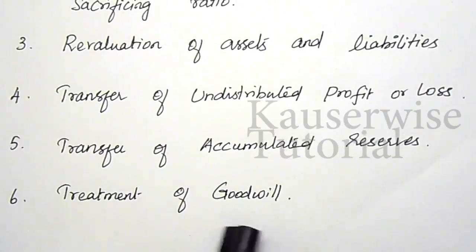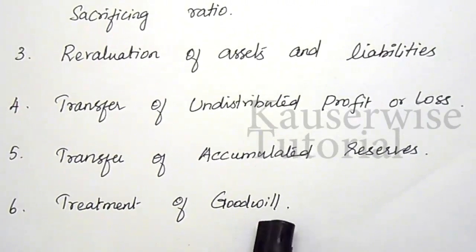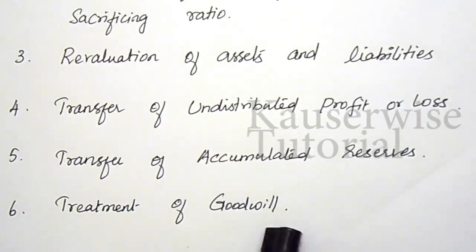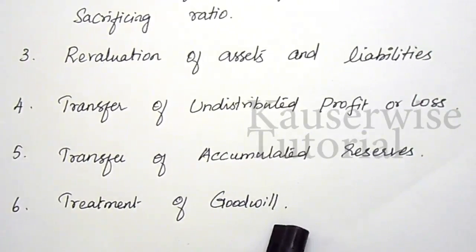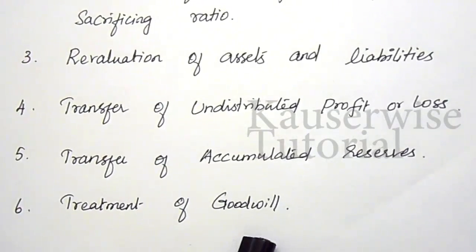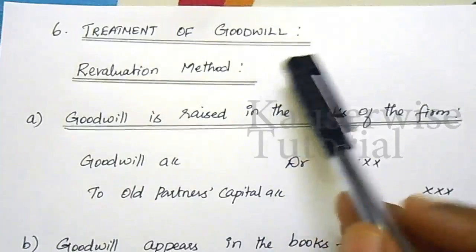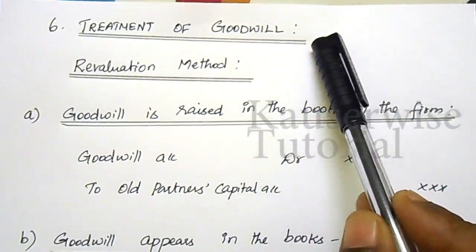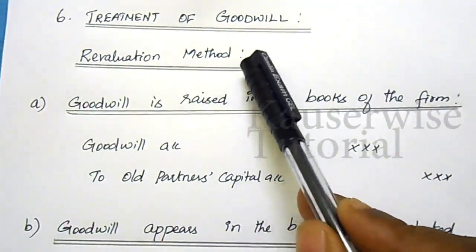Look at the last adjustment, treatment of goodwill. Goodwill is an intangible asset. It is the effort of the old partners over their past. At the time of entering a new partner, you have to give the necessary treatment for goodwill. There are different methods available for goodwill treatment. Here we are going to see only the revaluation method.